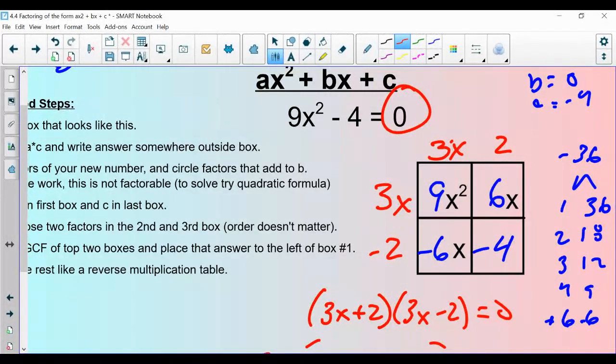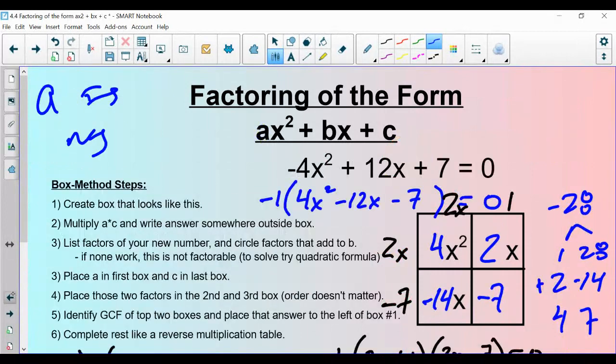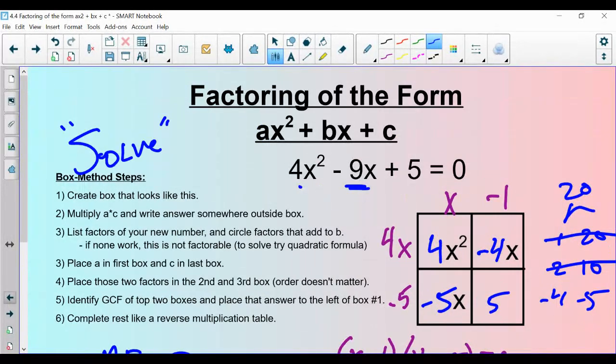That is all I have for you guys today for factoring of the form ax squared plus bx plus c. Just as a reminder, when there is no coefficient here, if it's just x squared plus bx plus c, we don't have to utilize this strategy. This is only for the examples where there is a number in front of x squared, something like 9, or negative 4 or 4. That's when we're having to use the box method.